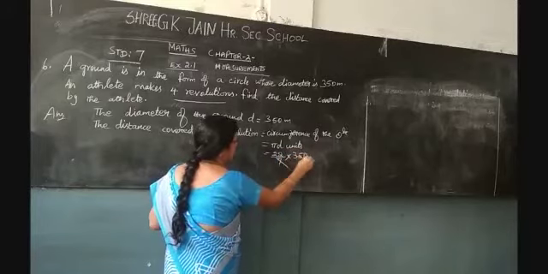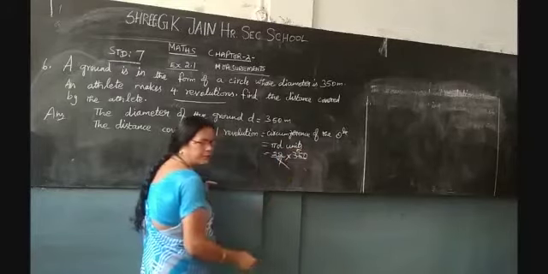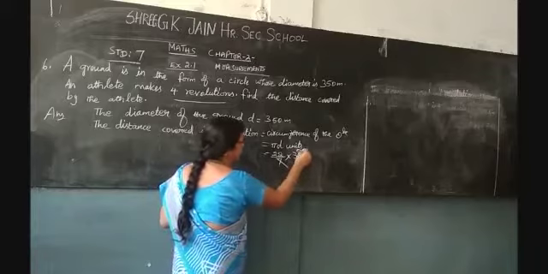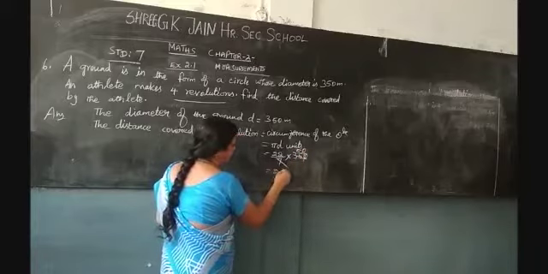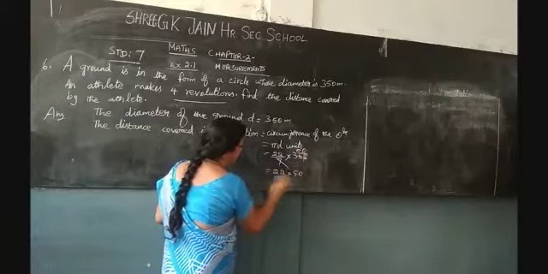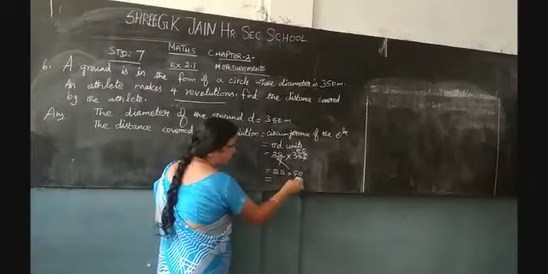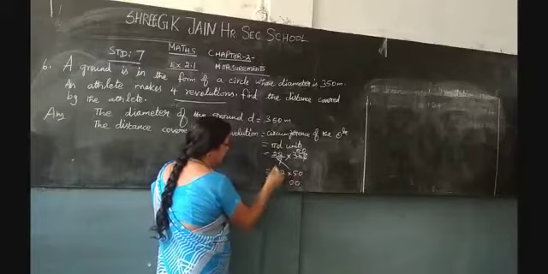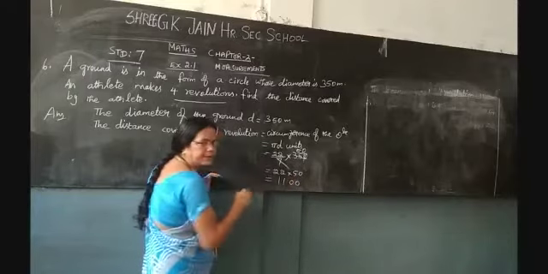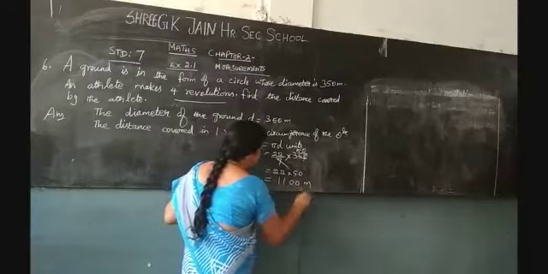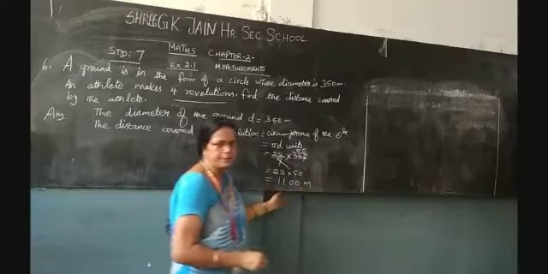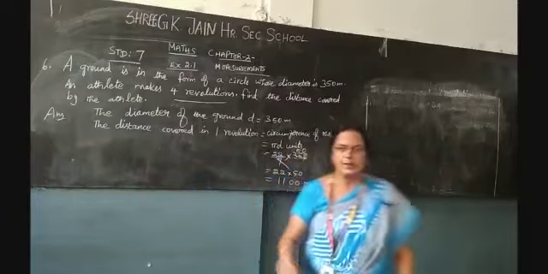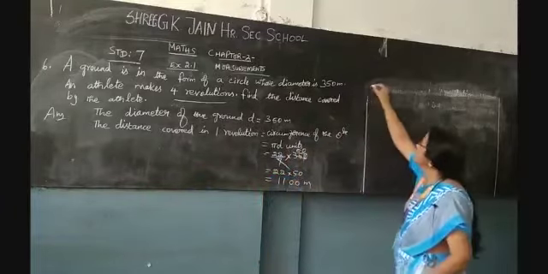Now in the 7 table, how many times? 7 fives are 35. The 0 as it is you put, then you will get 22 into 50. So how much will you get? Last 0 as it is you put. 5 twos are 10. Again 5 twos are 10, plus 1 is 11. Then you will get 1100 meter.